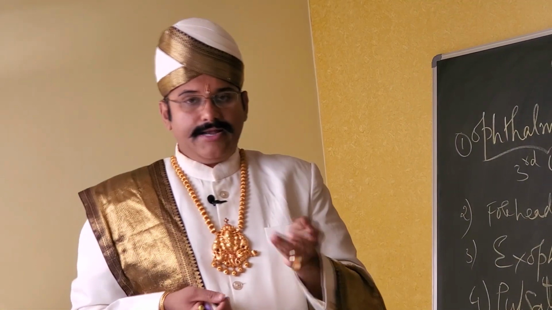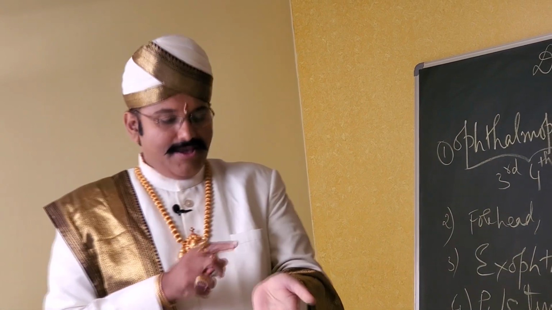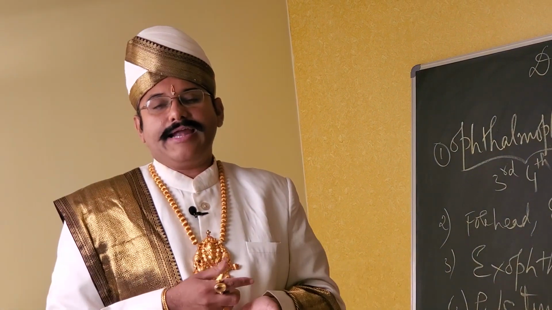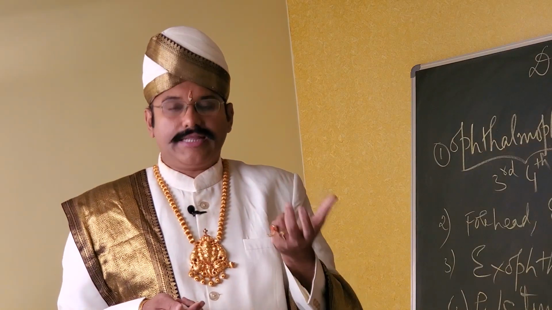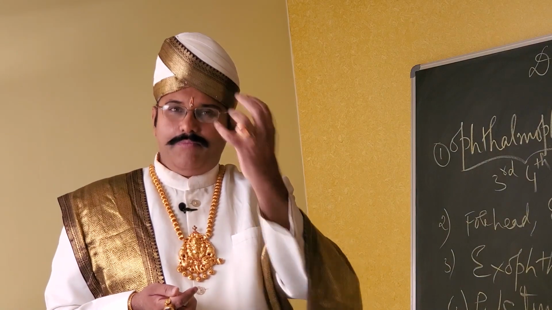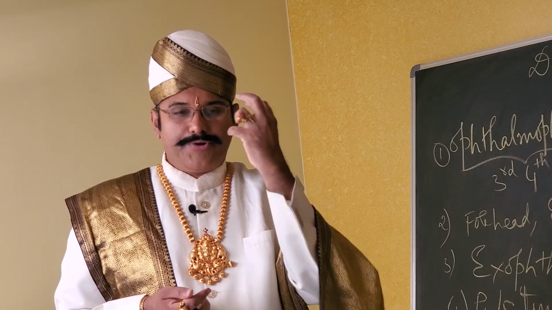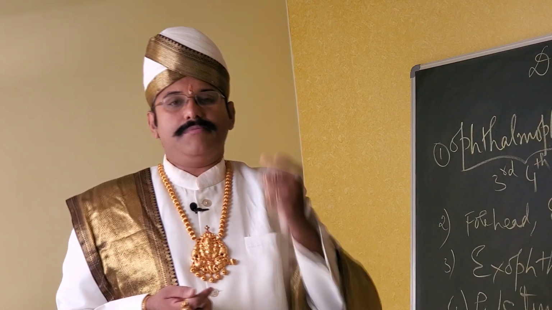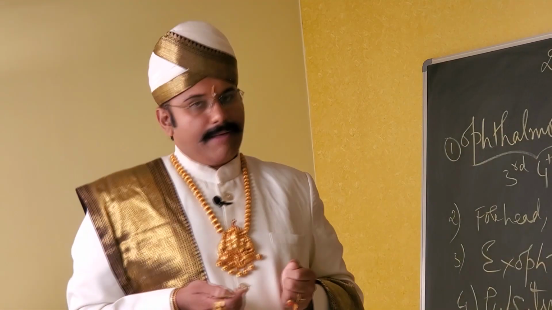Please understand, it is pulsating. What do you mean by pulsating? What is the normal pulse rate? 72 times per minute. 72 times your heart is beating. That's what you call the pulse rate. So 72 times your eyeball is also pulsating. You're understanding this forward protrusion with that exophthalmos. How many times? 72 times per minute. That's what it is called, the pulsating exophthalmos.